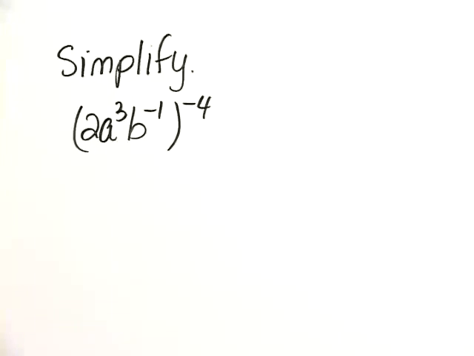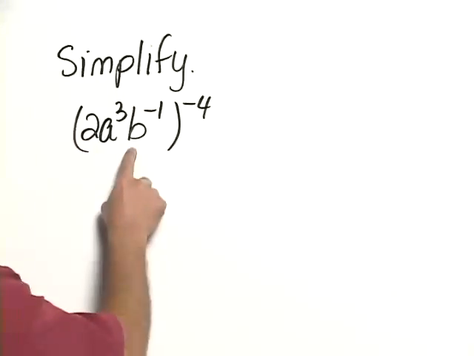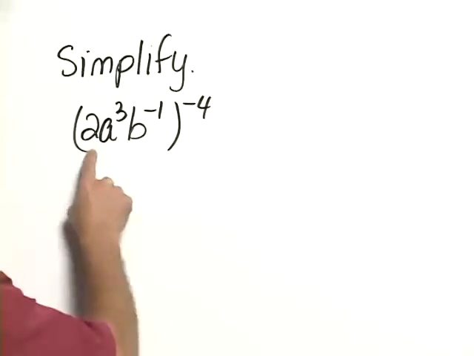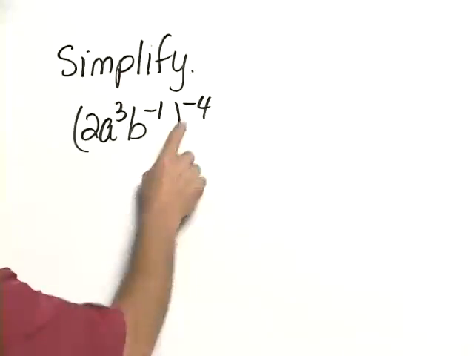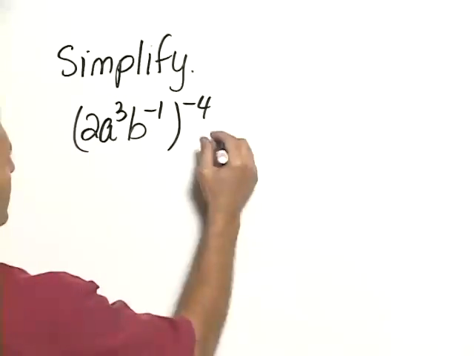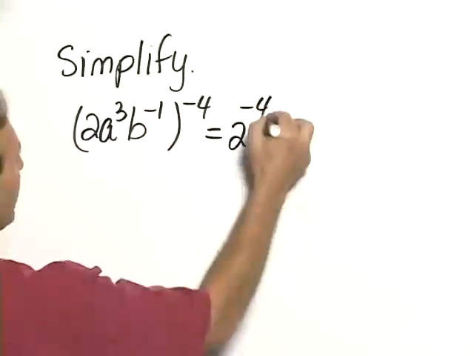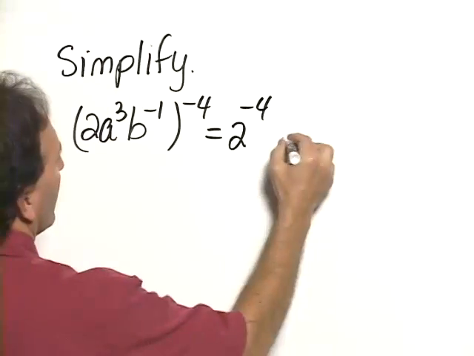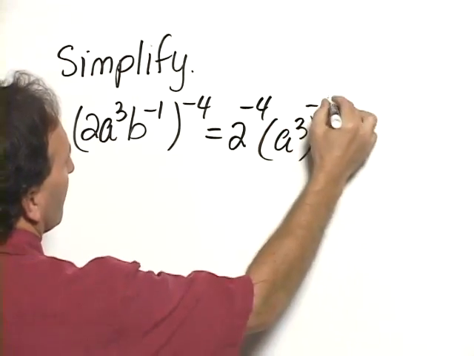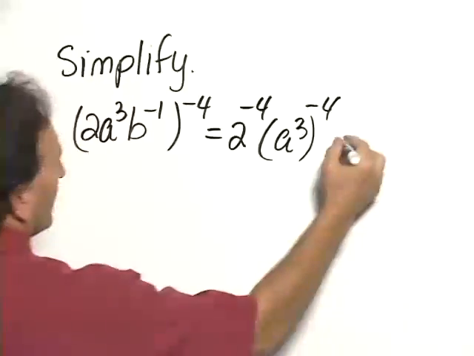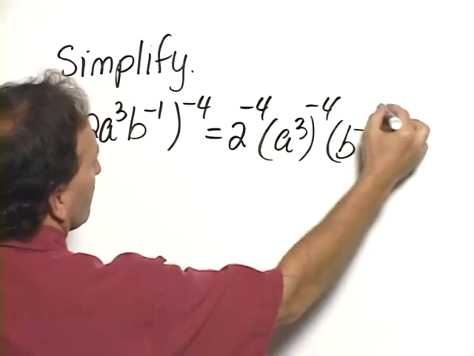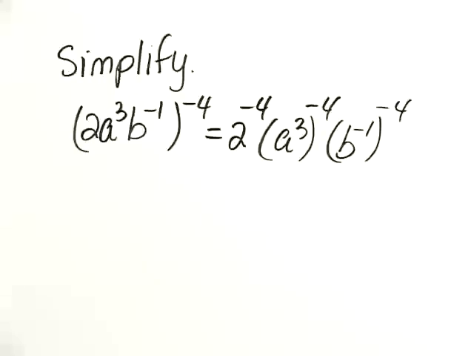Simplify the quantity 2a cubed b to the negative 1, all raised to the negative 4. When we have a product being raised to a power, we raise each of the individual factors to that power. So this would be equal to 2 raised to the negative 4, a cubed raised to the negative 4, and b to the negative 1 raised to the negative 4.